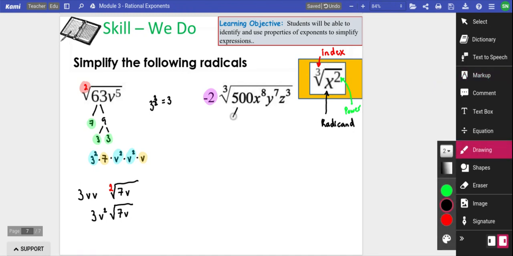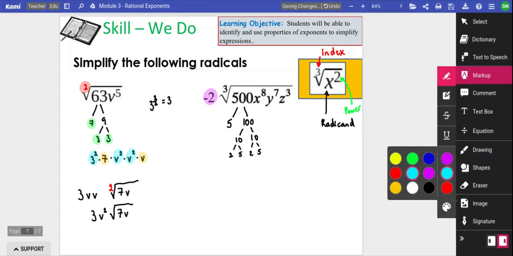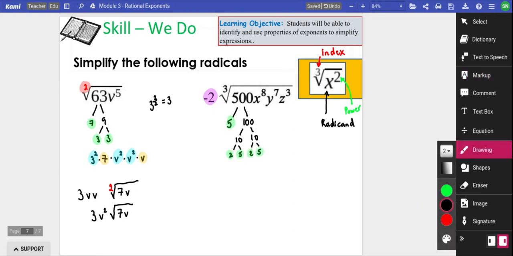Let's start by breaking down 500. This breaks down into 5 times 100. 100 is 10 times 10. I stopped at 5 because that's a prime number. 10 is 2 times 5, and the other 10 is also 2 times 5. So these are the leaves: 5, 2, 5, 2, 5. In exponential notation, that would be 2 to the second power times 5 to the third power.